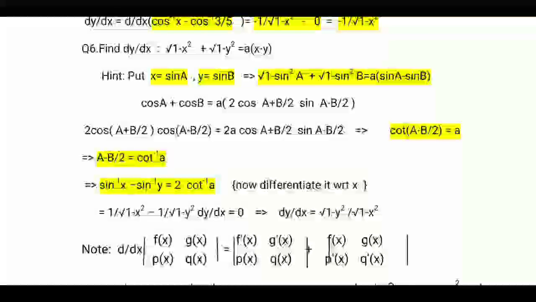Now differentiate both sides with respect to x. We get 1 upon under root 1 minus x square minus 1 upon under root 1 minus y square. Y is different from x, so by chain rule into dy upon dx is equal to d upon dx of 2 cot inverse a. Here 2 cot inverse a is a constant quantity, so the differentiation value is 0. So we get from this dy upon dx is equal to under root 1 minus y square upon under root 1 minus x square.